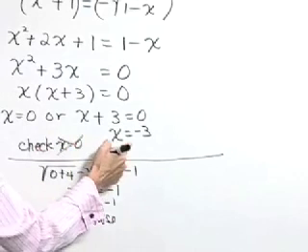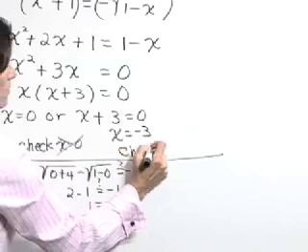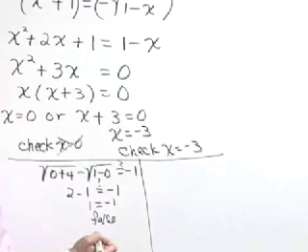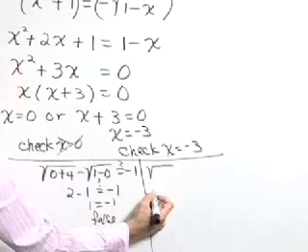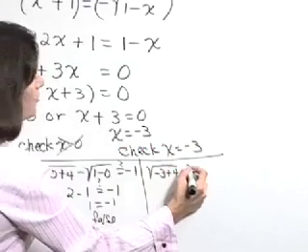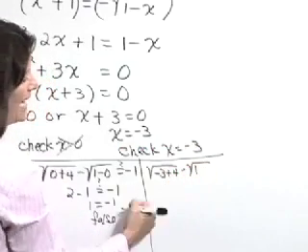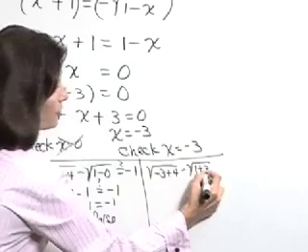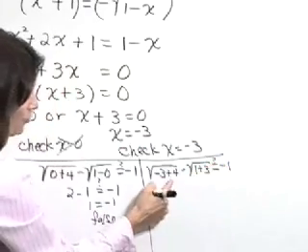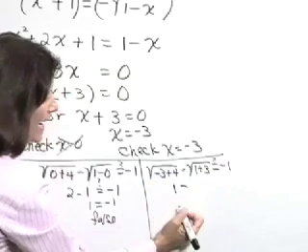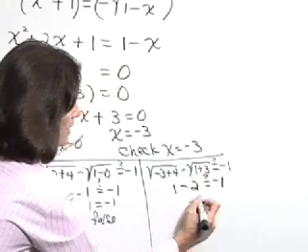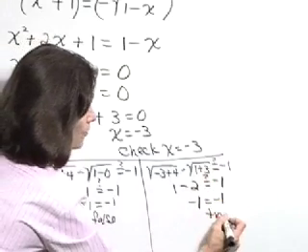Now we also need to check x equal negative 3. Check that in your original equation. So it's the square root of negative 3 plus 4 minus the square root of 1 minus a negative 3, or 1 plus 3, equal to negative 1. That's the square root of 1, or 1, minus the square root of 4 is 2. Is that equal to negative 1? Yes, it is. That is true.